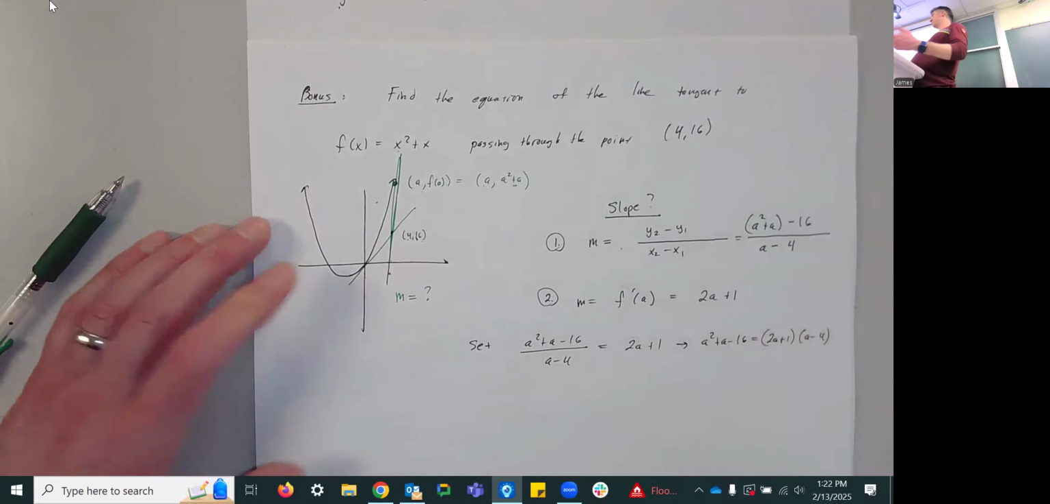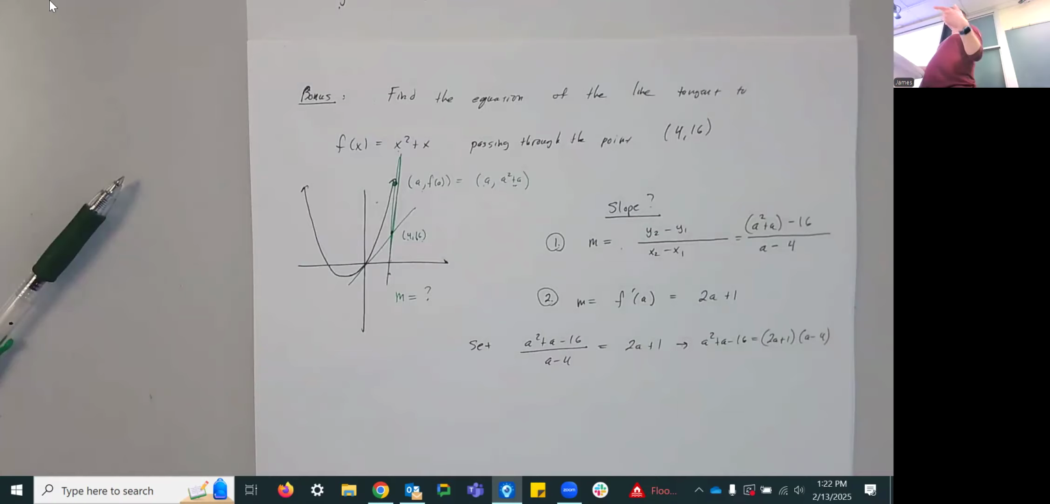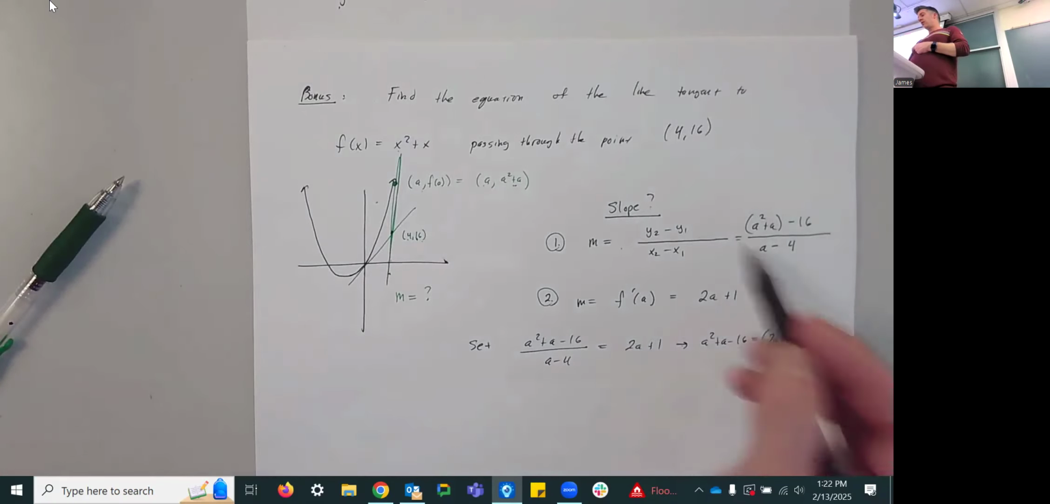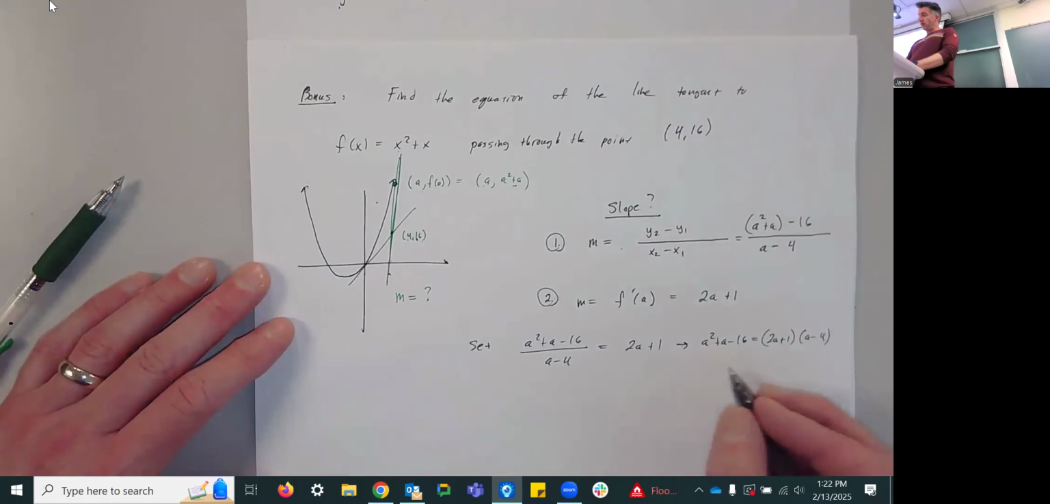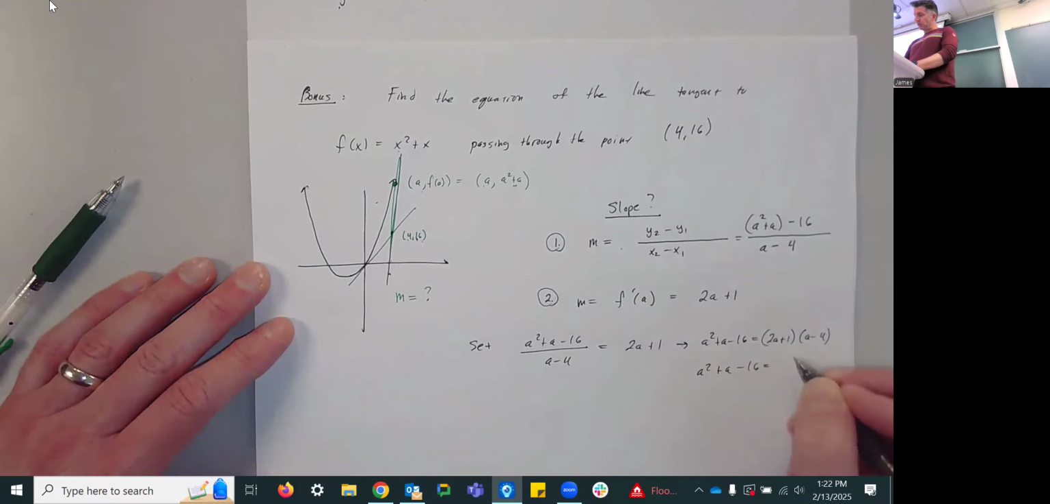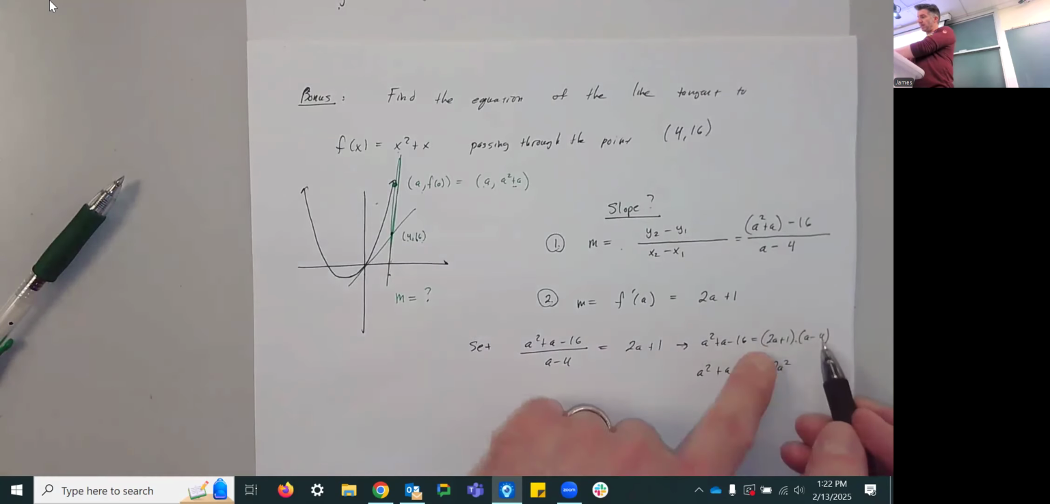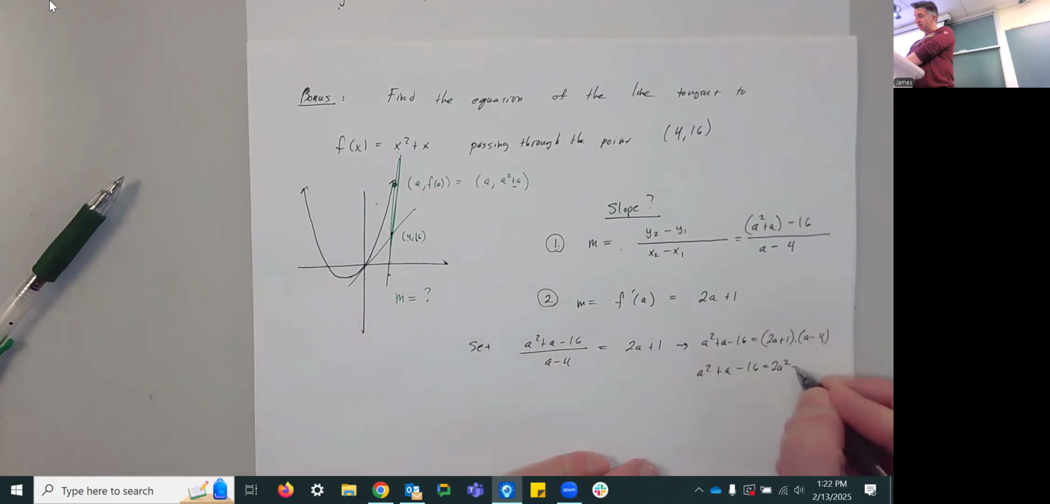If you remember the last one we did, this is very similar, right? We're again getting the slope equal to the derivative, or I should say the slope equation equal to the derivative, and then we're having this equation, which is going to end up being a quadratic equation. Let's see what we've got here. We've got a squared plus a minus 16 equal to 2a squared plus a minus 8a is minus 7a, and then a plus 1 is a.